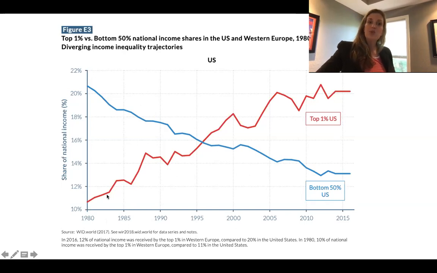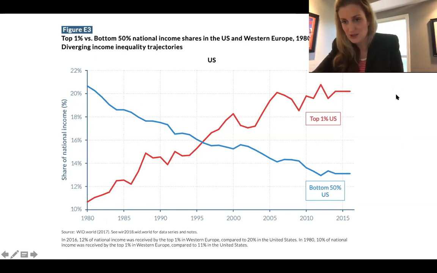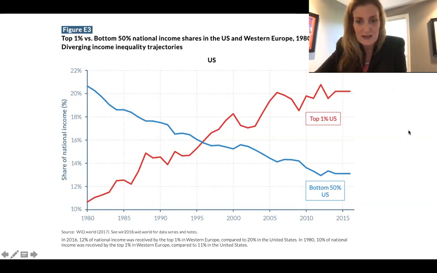When we look at the top 1%, how much money they have, in 1980, the top 1% of the population had 11% of the wealth. That's still unequal, but that number doubles by 2015. The top 1% has doubled their share of the pie, and it has come at the expense of half of the US population.